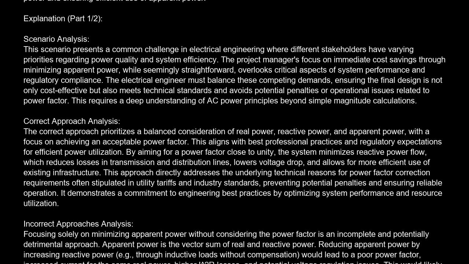Incorrect approaches analysis. Focusing solely on minimizing apparent power without considering the power factor is an incomplete and potentially detrimental approach. Apparent power is the vector sum of real and reactive power. Reducing apparent power by increasing reactive power, e.g., through inductive loads without compensation, would lead to a poor power factor, increased current for the same real power, higher I²R losses, and potential voltage regulation issues. This would likely violate utility regulations concerning power factor limits, leading to financial penalties and operational inefficiencies.